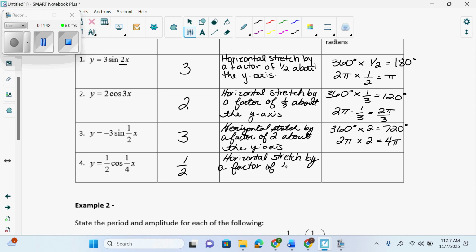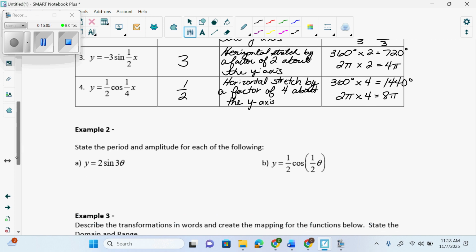Factor of 4 about the y-axis. So 360 times 4. Guys, I wasn't joking. 2 pi times 4 is 8 pi.